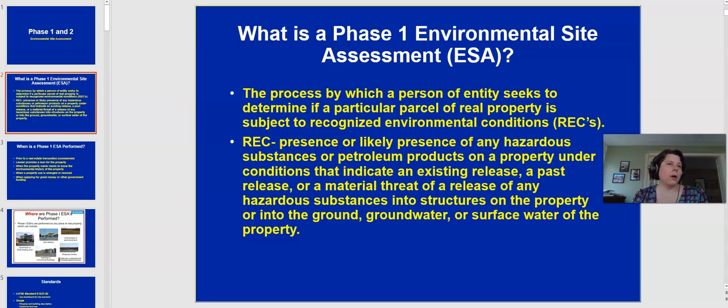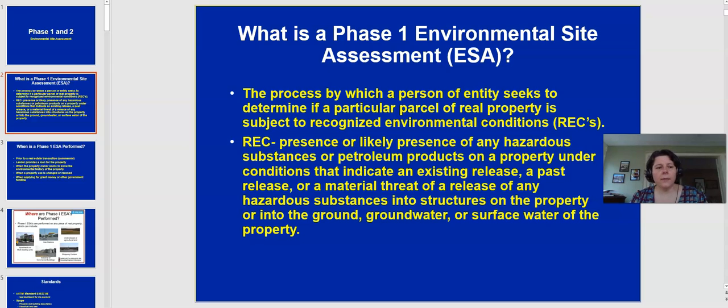So say you are thinking about buying some property and you want to know what the environmental history of the site is. Was there any pollution that could have been there? What was going on? This is a very common thing to have happen during a real estate transaction. A REC is the presence or likely presence of a hazardous substance or petroleum product on a property under consideration. So they look at the groundwater, the surface water, what was there.